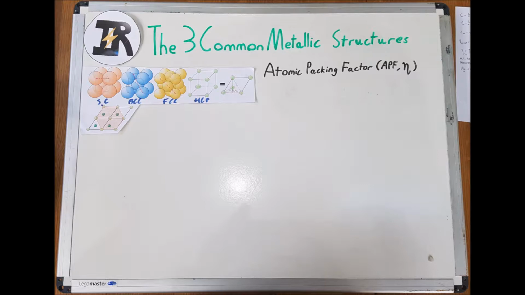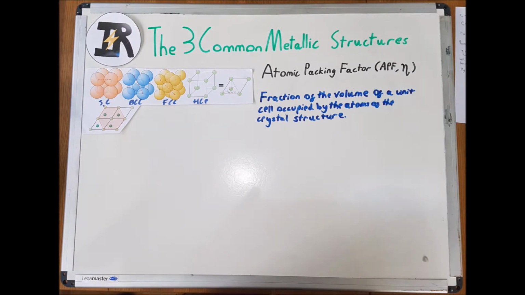For those who are unaware of what the atomic packing factor is, it is the fraction of the volume of a unit cell occupied by the atoms of the crystal structure. In our case, we are only looking at the crystal structures formed from a single element, so each of the atoms in the unit cell can be approximated as spheres of the same radii.